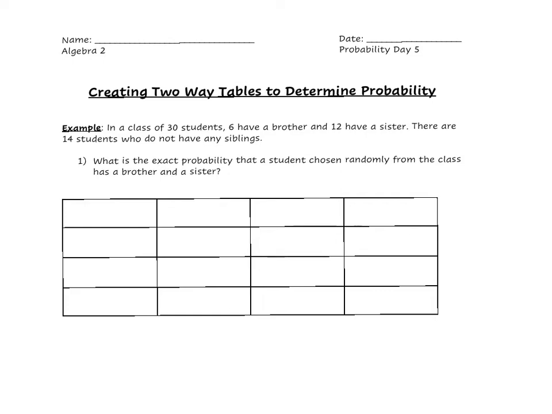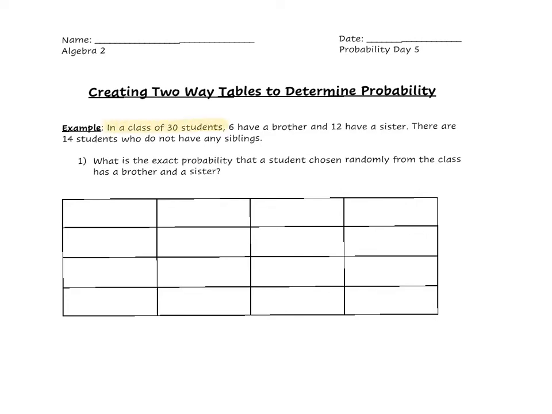Okay, so here's my example. It says, in a class of 30 students, 6 have a brother, 12 have a sister. There are 14 students who do not have any siblings. So question number 1 says, what is the exact probability that a student chosen at random from the class has a brother and a sister? We have to take this information from the example and put it into a two-way table so it can make this question easier to answer. So I'm going to break it down slowly.